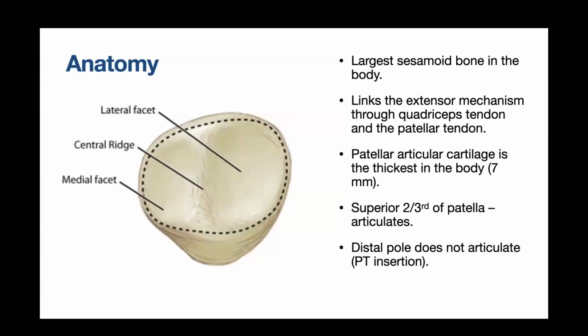After the second dislocation, the instability rate increases to around 50%. So when we have a look at the anatomy, we come to know that this is the largest sesamoid bone in the body. It links the extensor mechanism through the quadriceps tendon and the patella tendon. It has the thickest articular cartilage in the body, that's around 7 mm. Two thirds of the patella articulates, and the distal pole does not.